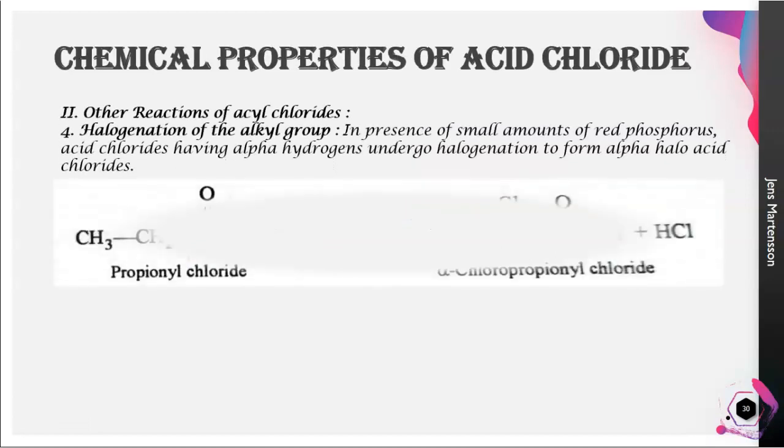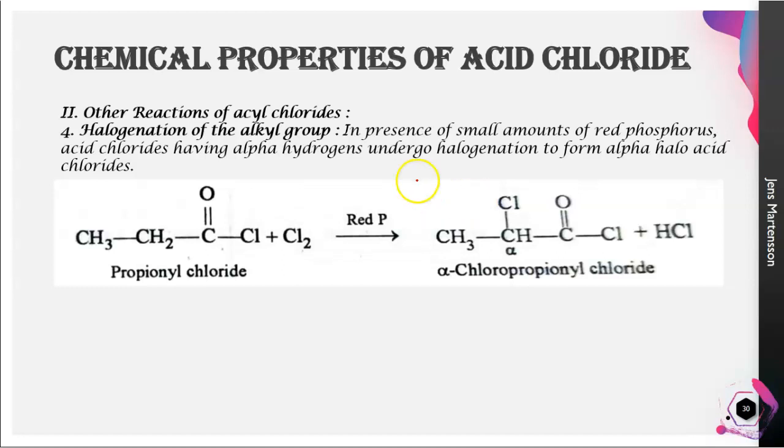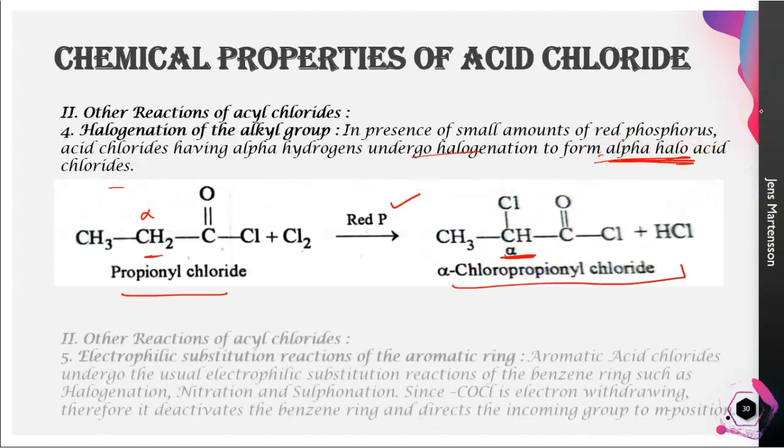Another reaction that you are going to see in the same case would be the halogenation of the alkyl group. So in the presence of a small amount of red phosphorus, what is happening? Your acid chloride having alpha hydrogen. The carbon present next to your functional group is your alpha carbon, and protons related to the same are going to be alpha hydrogens. So they undergo halogenation, and over here you can see halogenation occurring at the alpha position to form alpha halochloride. So this is your alpha halochloride, and the side product HCl is released as such.